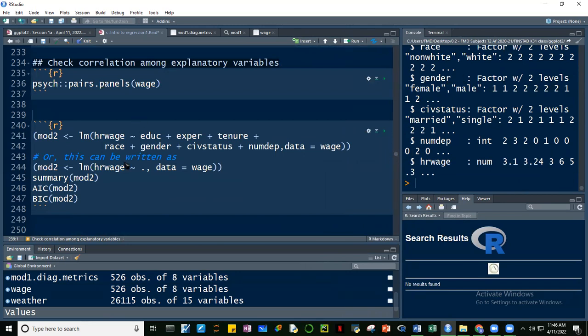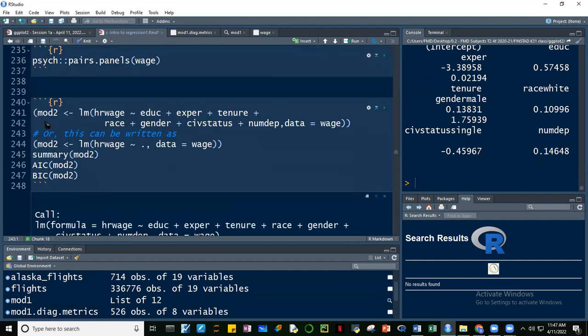Okay, so how do we generate linear regression, multiple linear regression model? Same thing, guys. The only difference is that there are now several predictors: education, experience, tenure, race, gender, civil status, number of dependents, and data is equal to wage. Now, if you have a long list of predictors, pwede rin ganito. lm, hourly wage, tilde, and then dot. The dot here indicates that we include all the other variables from the data wage. So let's run mod2.